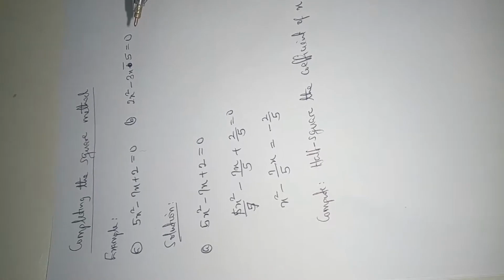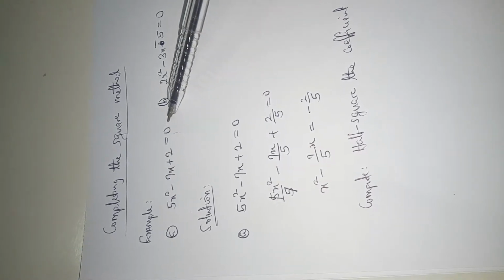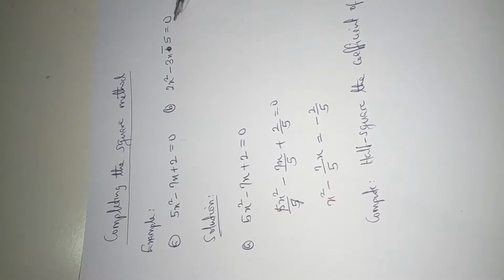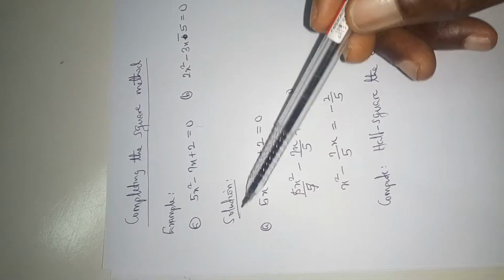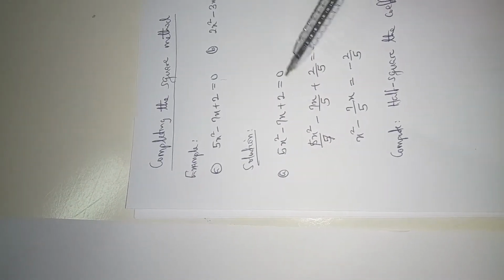Talking about the completing the square method, we have two examples here. 5x squared minus 7x plus 2 equals 0. The second one is 2x squared minus 3x minus 5 equals 0. For the solution, we choose the first question, 5x squared minus 7x plus 2 equals 0.